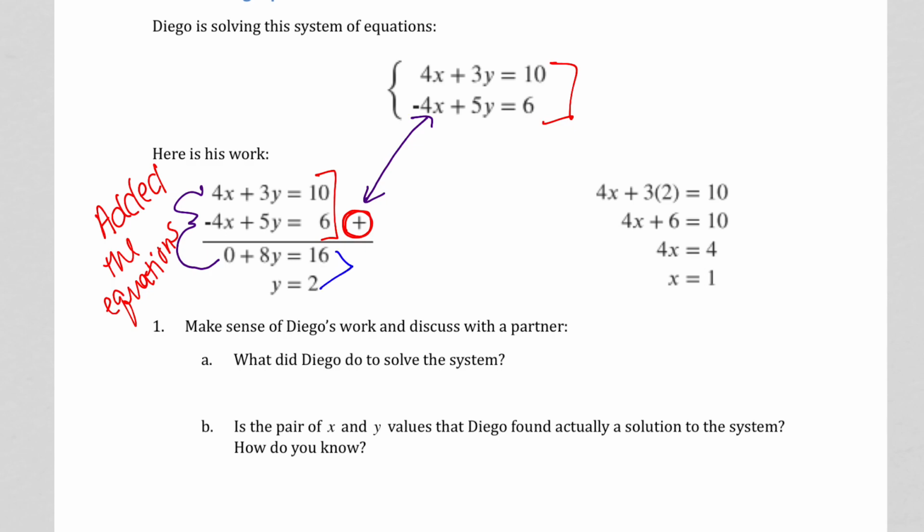So let's do it like that. Where did the 0 come from? So 4x plus negative 4x is 0. There's the 0. What did he do from this equation to this equation? Divided by 8.